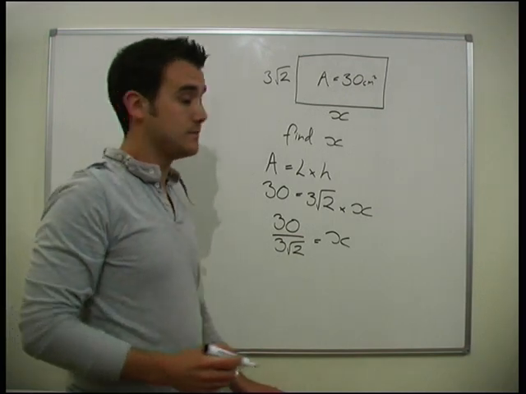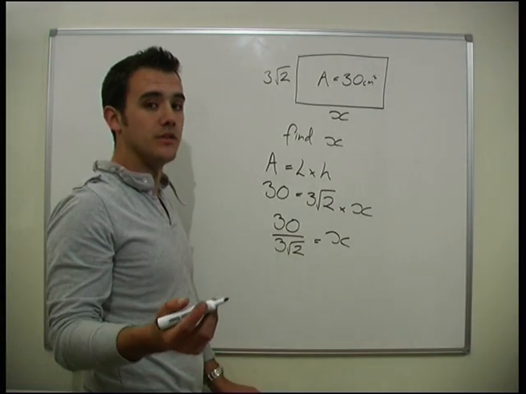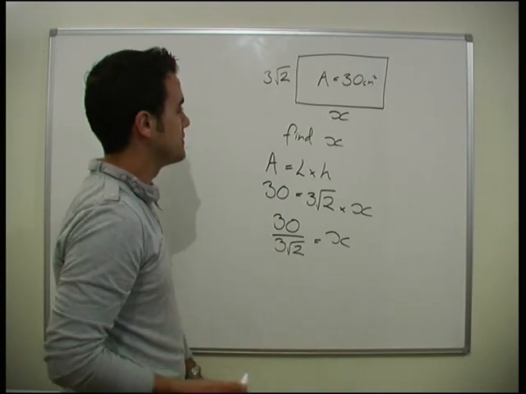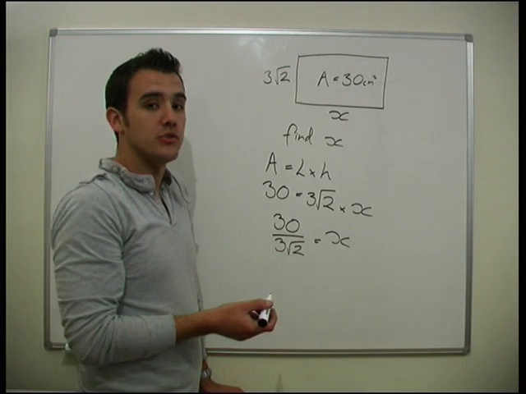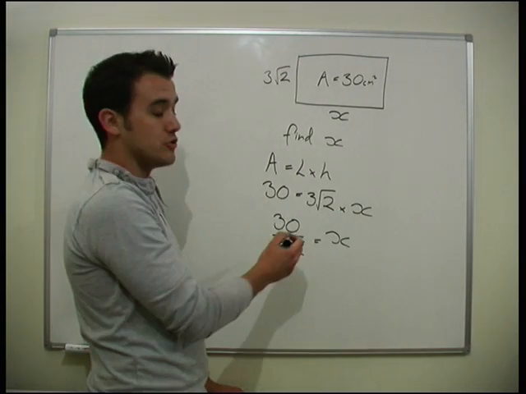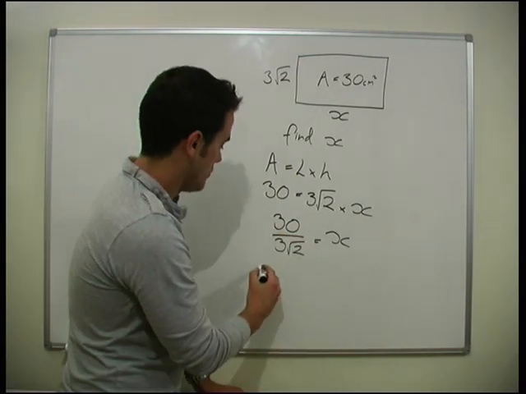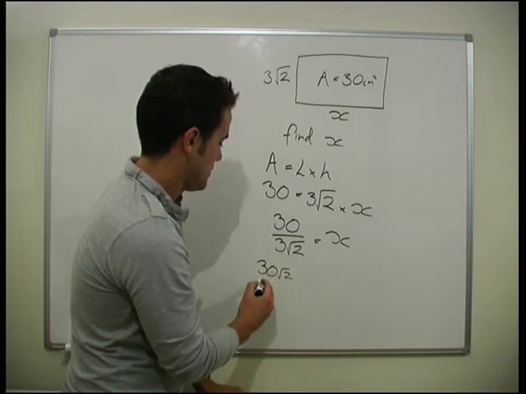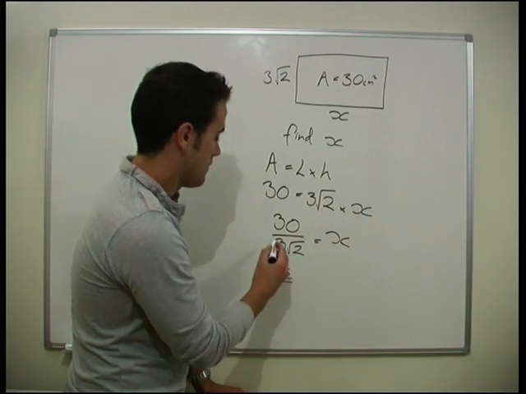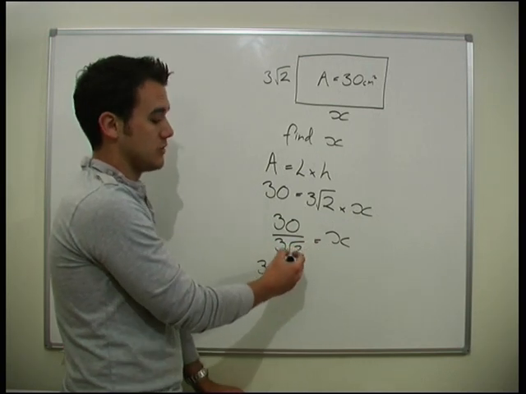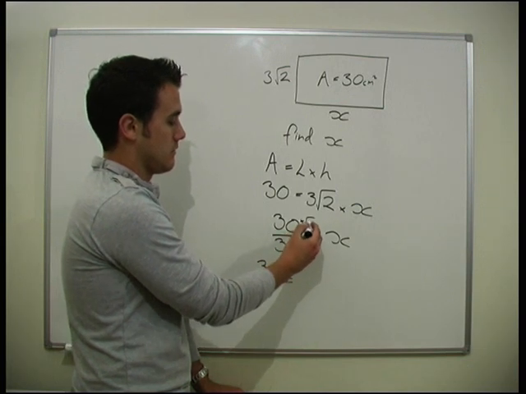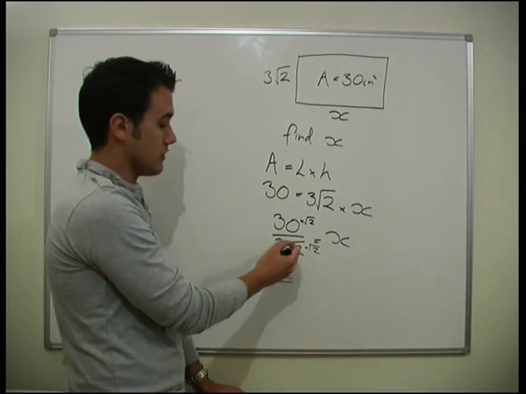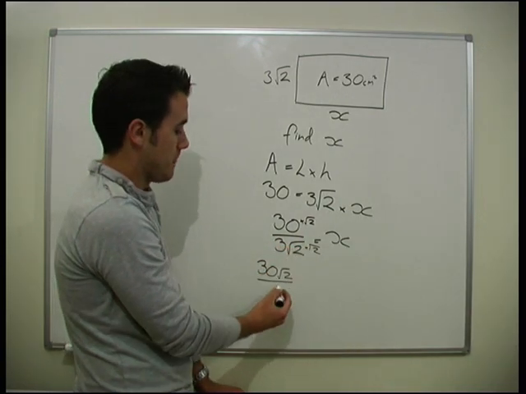Now, how do we get out of this? Well, we deal with it like we deal with any other sort of fraction. What we can do is times the top and bottom by the same thing. It will stay the same fraction. So we times the top and the bottom by root 2. So we do 30 times root 2 divided by 3 root 2 times root 2. Okay, so root 2 times root 2 is 2, so 3 times root 2 times root 2 is 6.